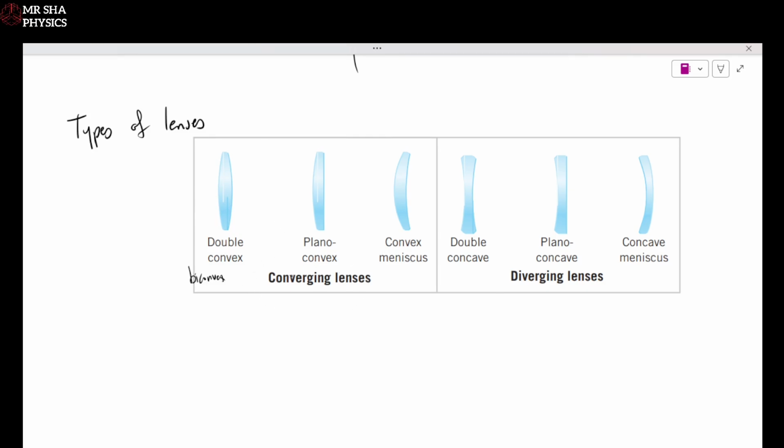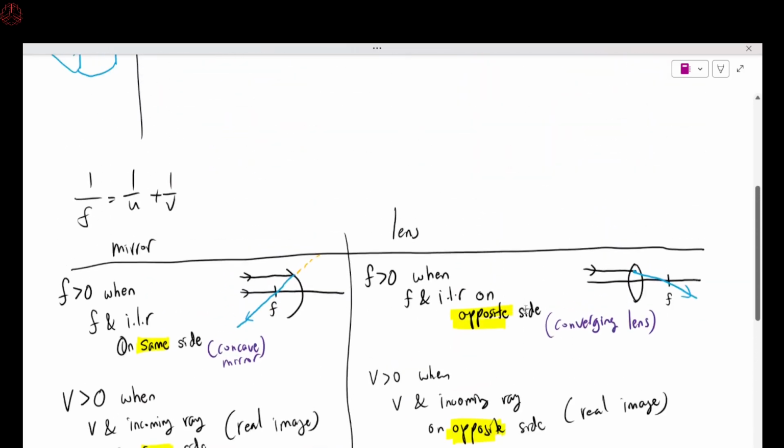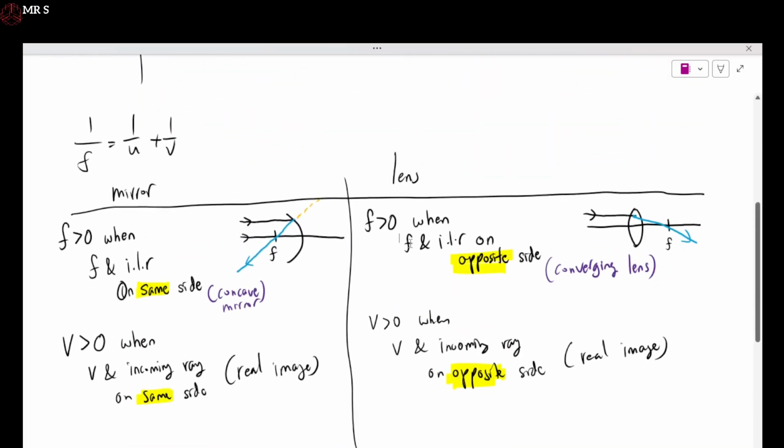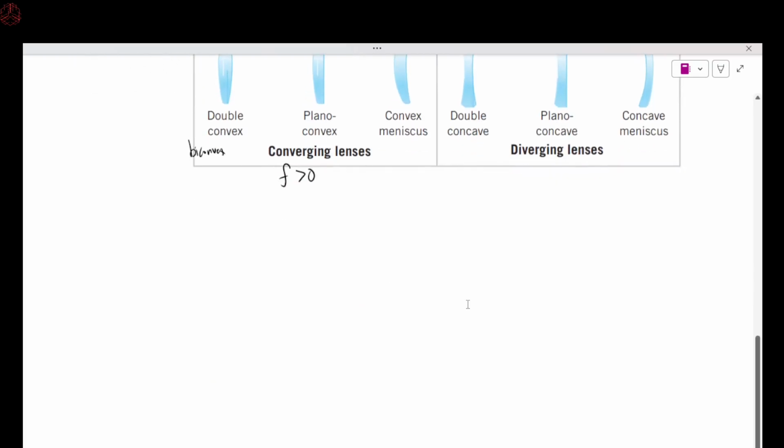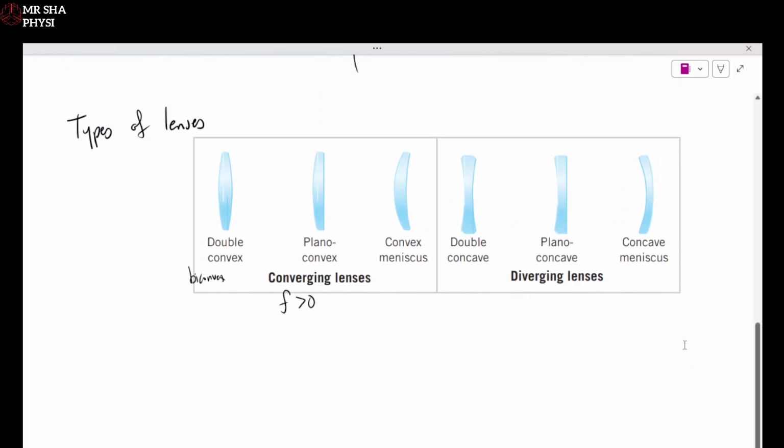Okay, and a plano convex as well as a convex meniscus, they're all converging lenses. What we mean by converging lenses is that their focal point is going to be positive, and as we've covered before, the focal length is positive when the focal length, the F, is on the opposite direction of the incoming ray. And quite the opposite for diverging lenses. You will have F less than 0, which means it's going to be a negative value. Again, we have a biconcave lens here, and a plano concave as well as a concave meniscus.